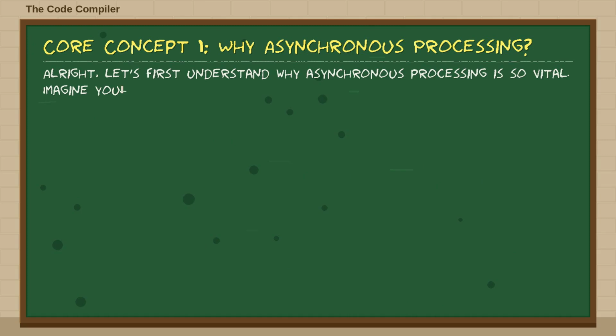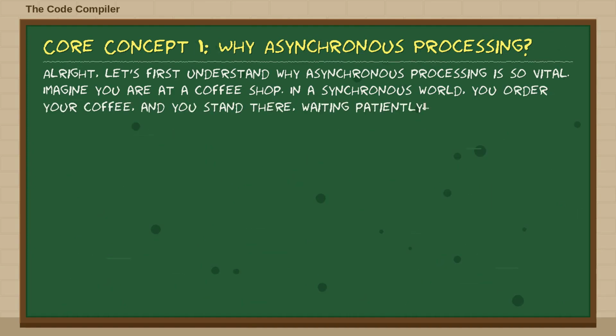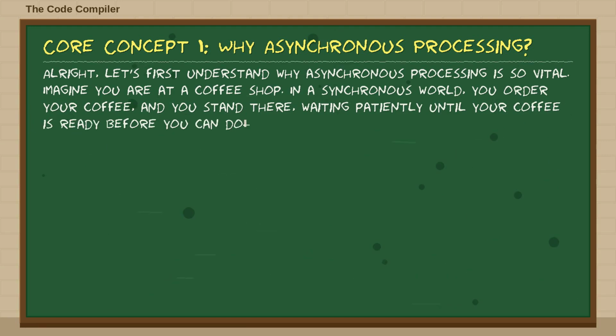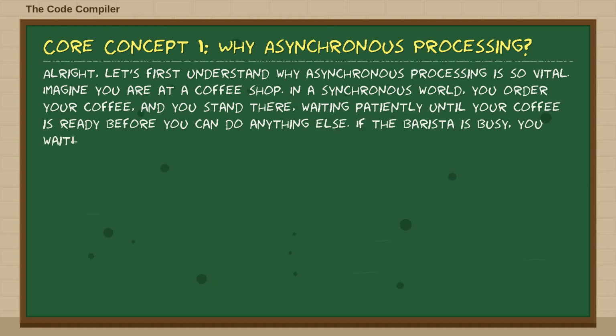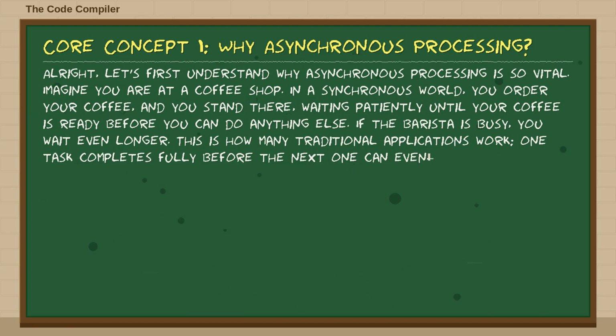Imagine you are at a coffee shop. In a synchronous world, you order your coffee, and you stand there, waiting patiently until your coffee is ready before you can do anything else. If the barista is busy, you wait even longer. This is how many traditional applications work. One task completes fully before the next one can even start.